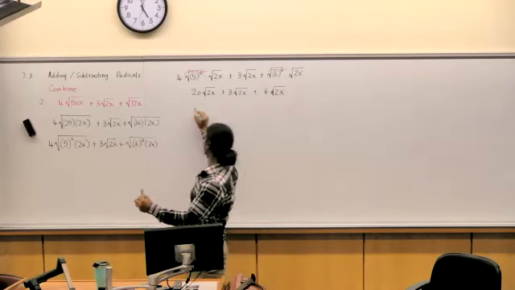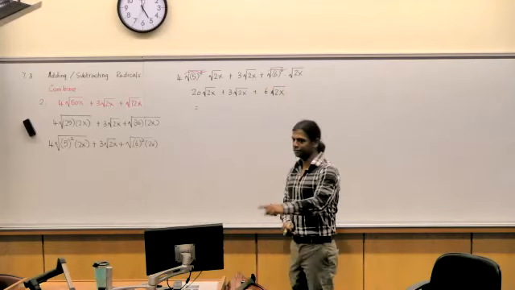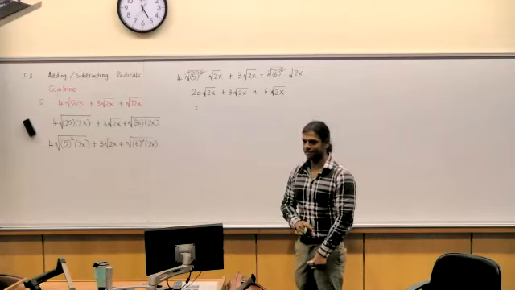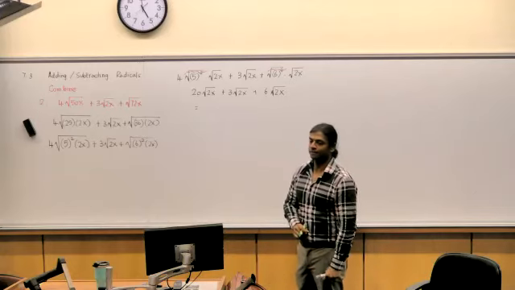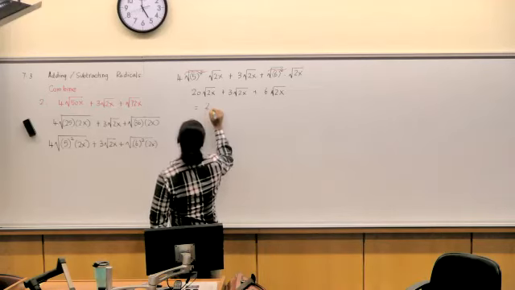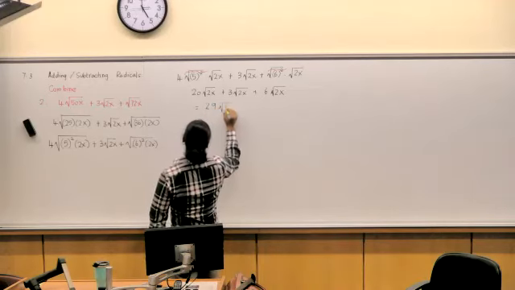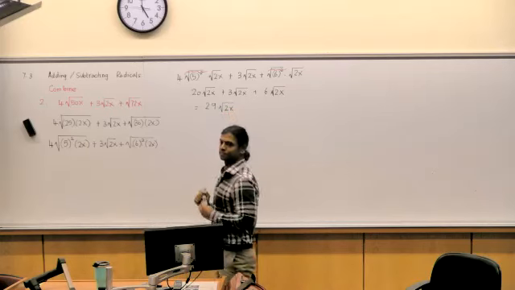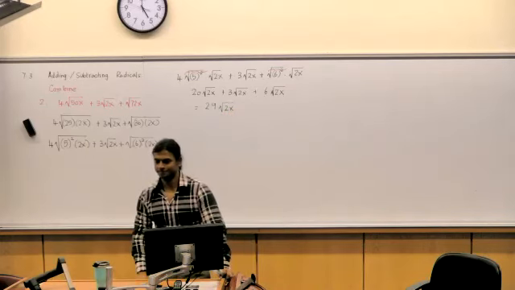So in total, how many root 2x's do we have? 29. Yes?